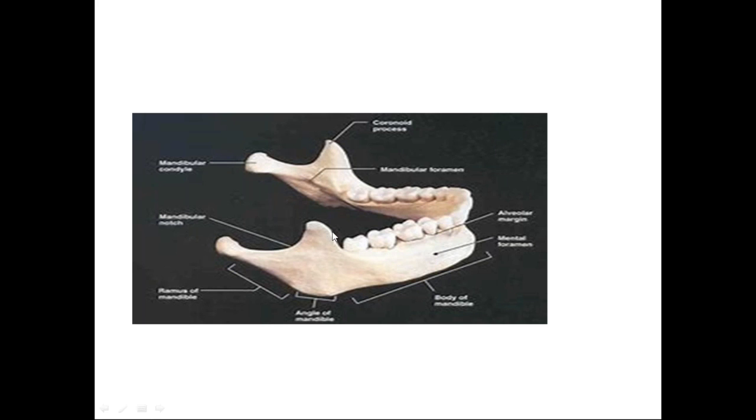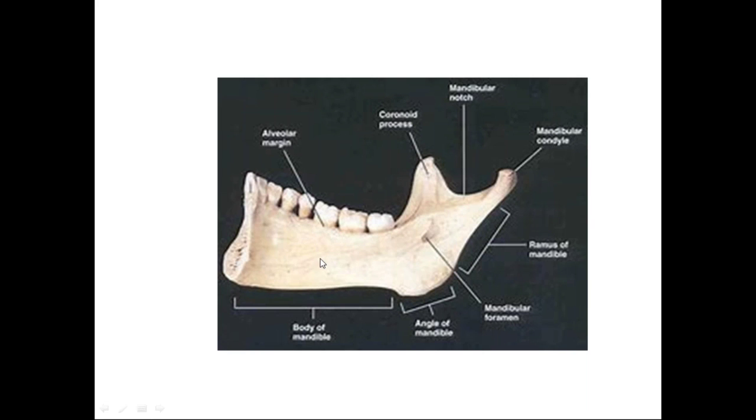Next is the oblique line, a continuation of the anterior border of the ramus. This is the oblique line. It continues down towards the mental tubercle. Then, talking about the inner surface, this is the inner surface of the body.